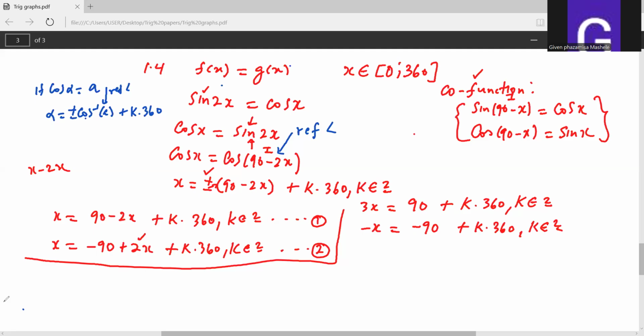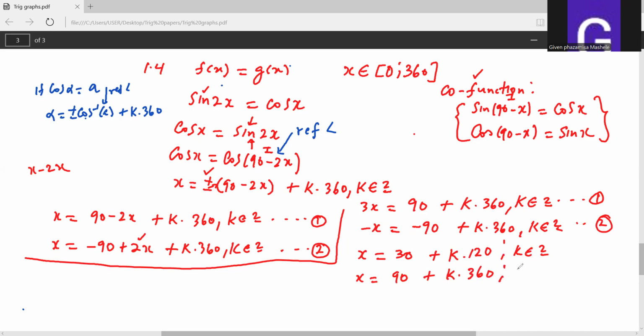Right, then now, dividing by 3 on the first expression, remember this is 1 and this is 2. Let's divide by 3. Remember, it will also affect the period. So it's going to be 90 divided by 3 is 30 plus k times 360 divided by 3. This will give us a period of 120 when k is an element of integers. Then the second one, we have to multiply by negative. Remember, this multiplying will not affect the period. So it will be 90 plus k times 360 when k is an element of integers.